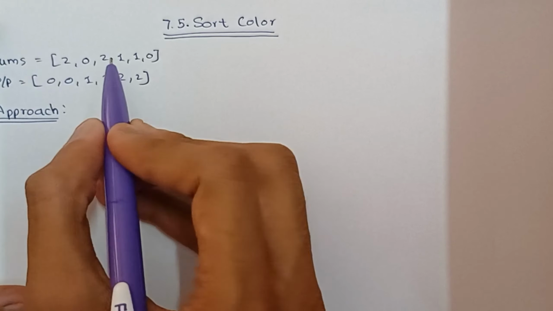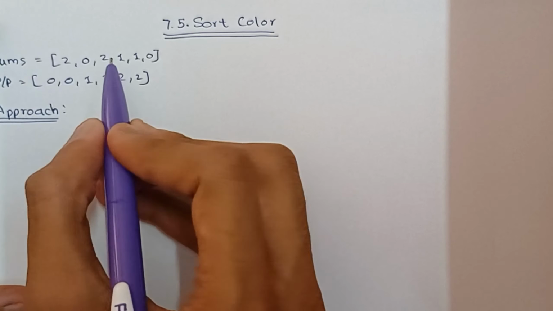We will use the 3-pointer approach, meaning we will take the k pointer at the last, and the i pointer and j pointer at the starting. We have to put 2 at the last, 1 at the center and 0 at the starting. We have only the integers 1, 2 and 0, and these 3 integers only we have to sort. Negative numbers are not present in this array.